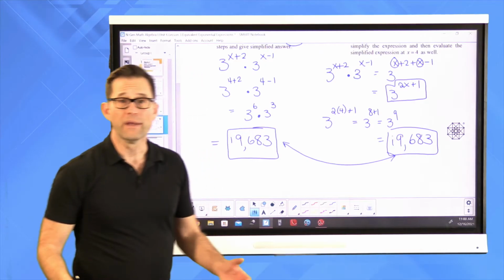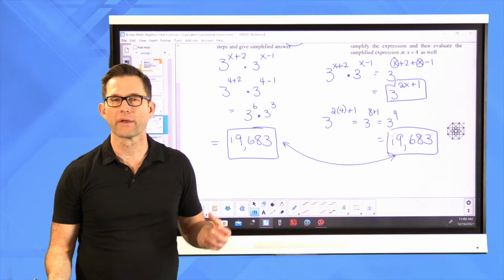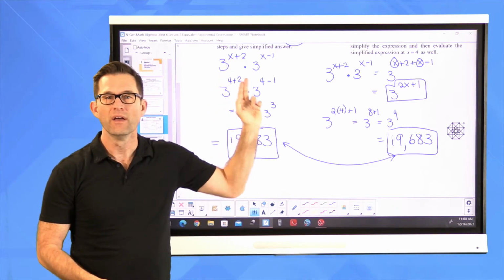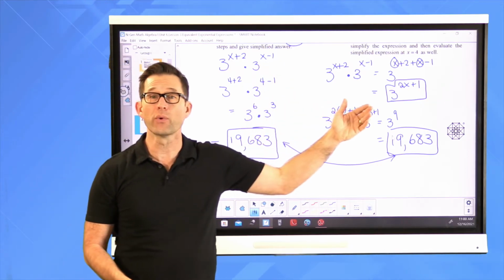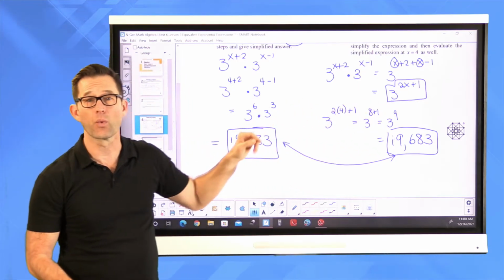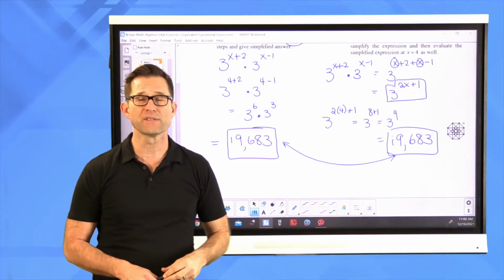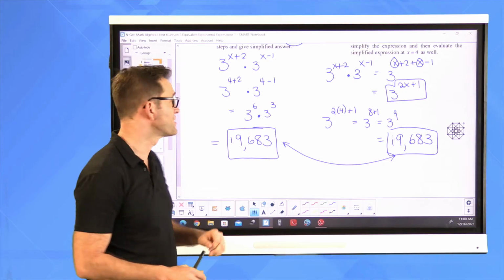Now, the point is, right, if we're dealing with some kind of exponential modeling or something like that, and this expression comes up, 3 to the x plus 2 times 3 to the x minus 1, it would be convenient to have it as 3 to the 2x plus 1 because this is simply an easier expression to work with than this thing, right? So we use that exponent property that says, okay, I can leave the base the way it is, 3, and just add the exponents together.